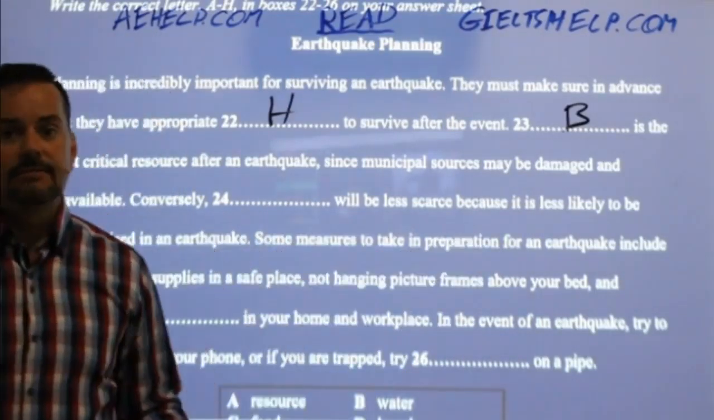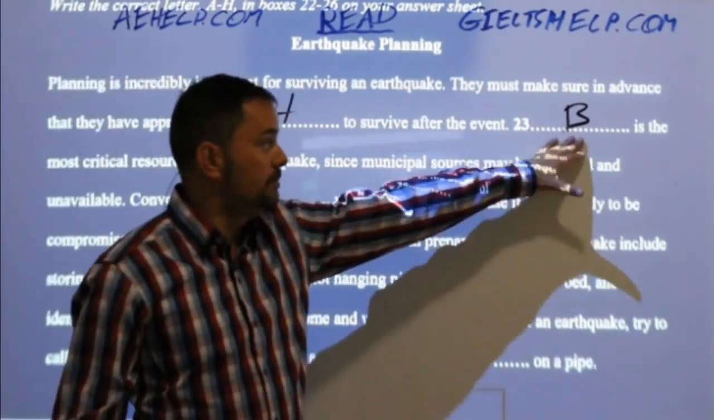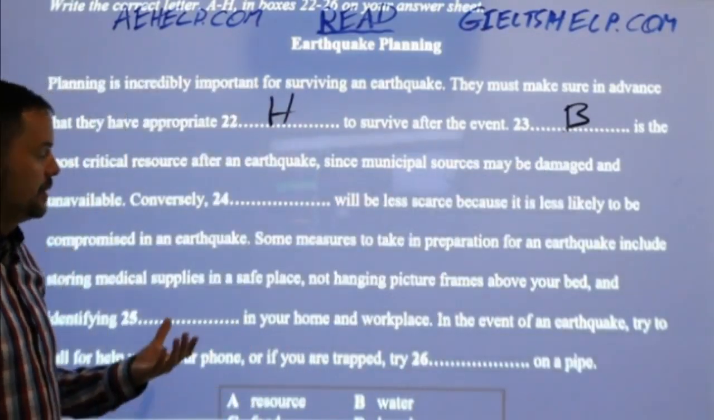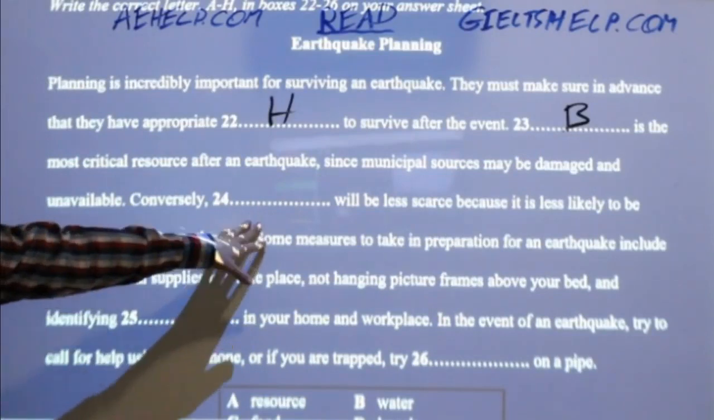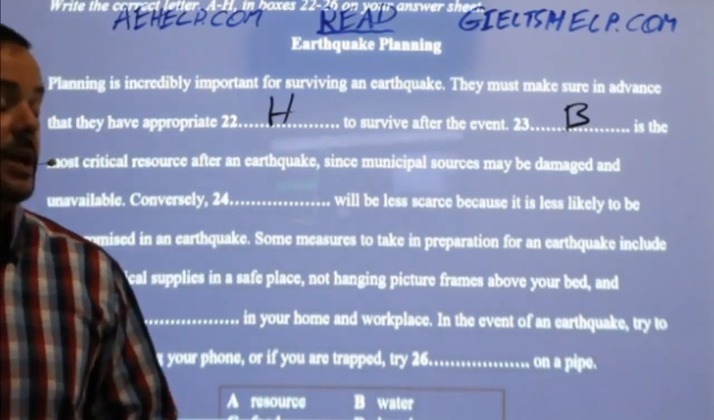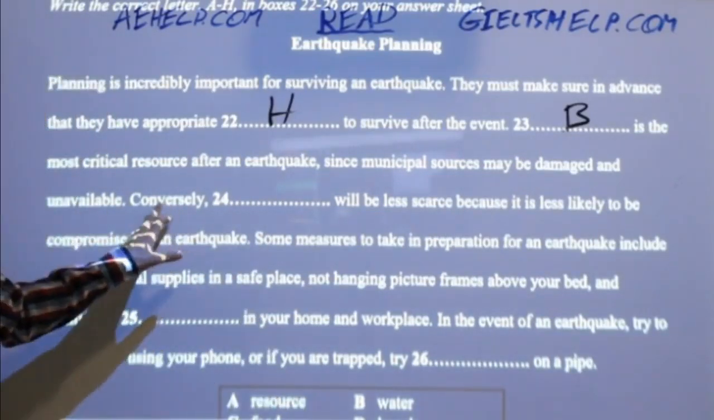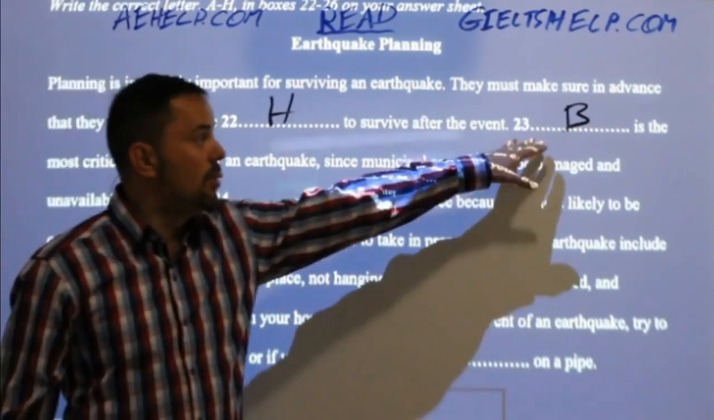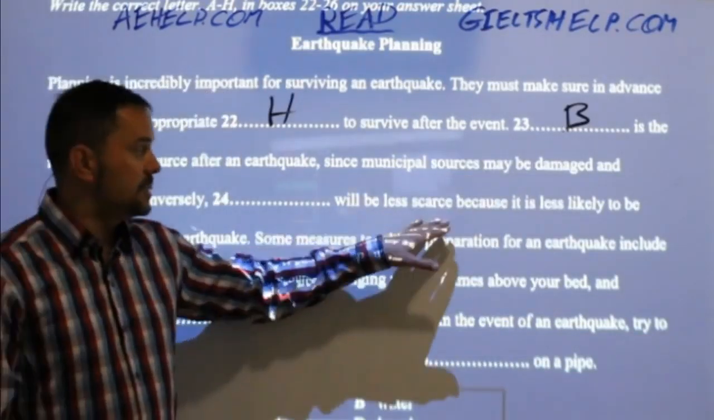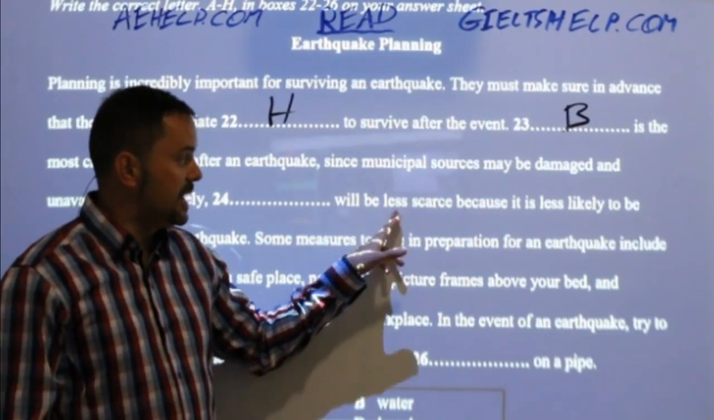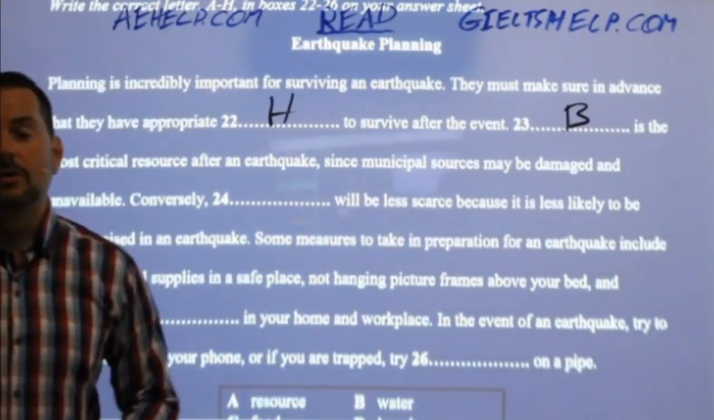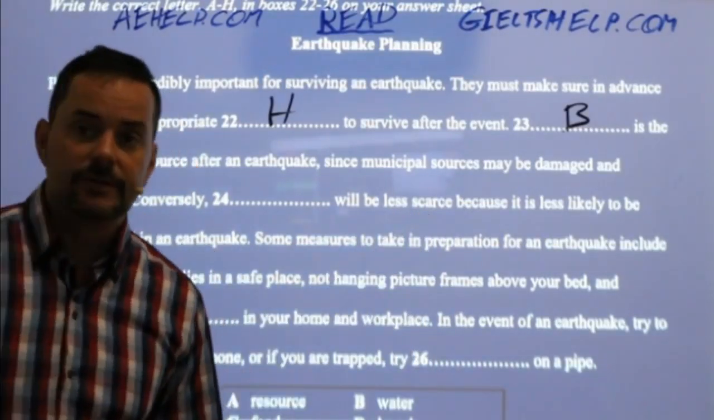So we need water because we don't have fresh water after an earthquake. What do we have lots of, or what do we still have after an earthquake? So conversely means opposite. So opposite to water, something will be less scarce. Less means not as rare. So what do we have enough of after an earthquake?